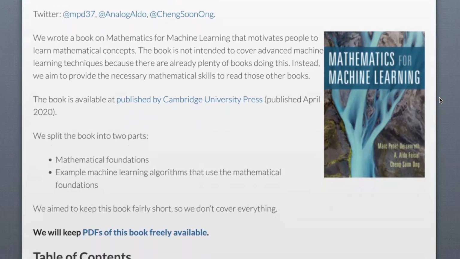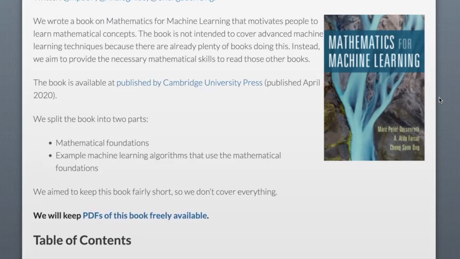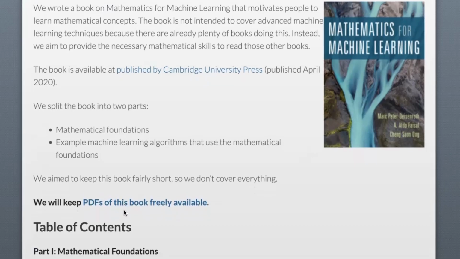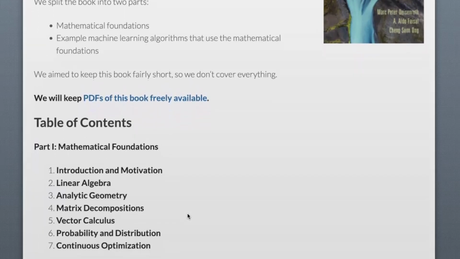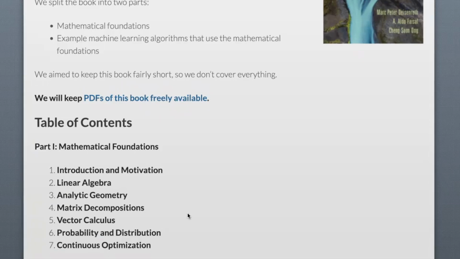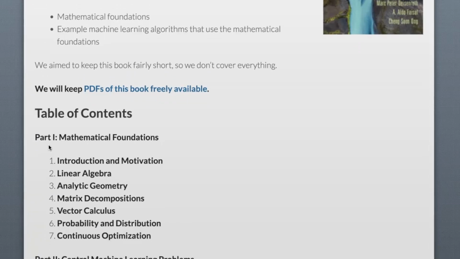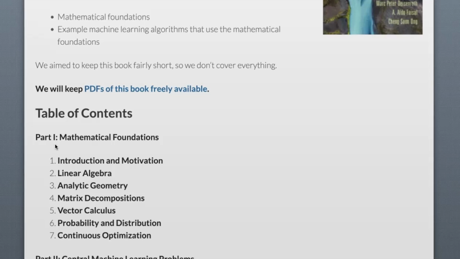The first reason is that this textbook is available for free, so you can have access to the PDF of this textbook. And the second reason is that it's very brief but explains the main points very well. So if you look at the first part of this textbook, and this is my personal recommendation to mainly focus on this first part, we talk about linear algebra, which is very important.